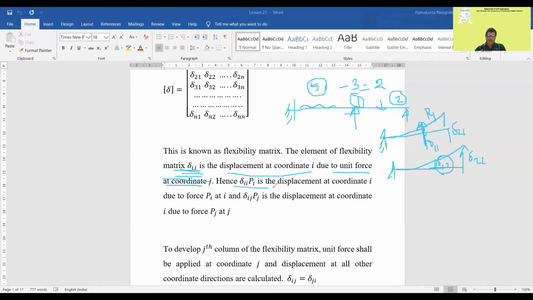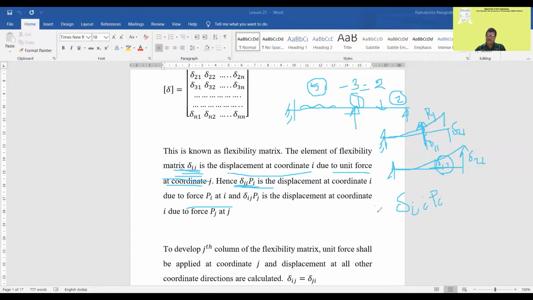Now what is delta ii P i? If you multiply the flexibility matrix with the force, what will you find out? It will give the displacement at coordinate i due to the force P i at i. That is delta ii P i. So delta ii P i means the displacement.